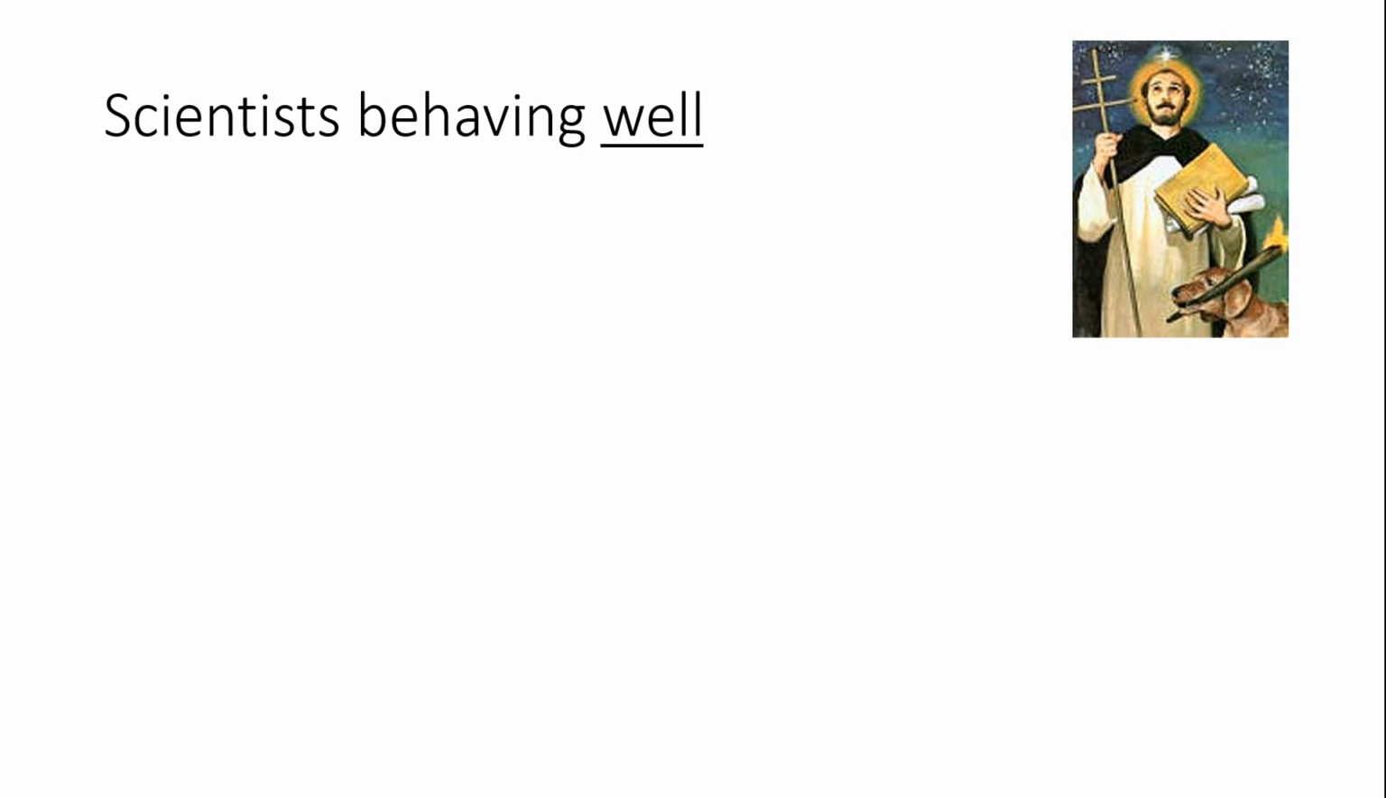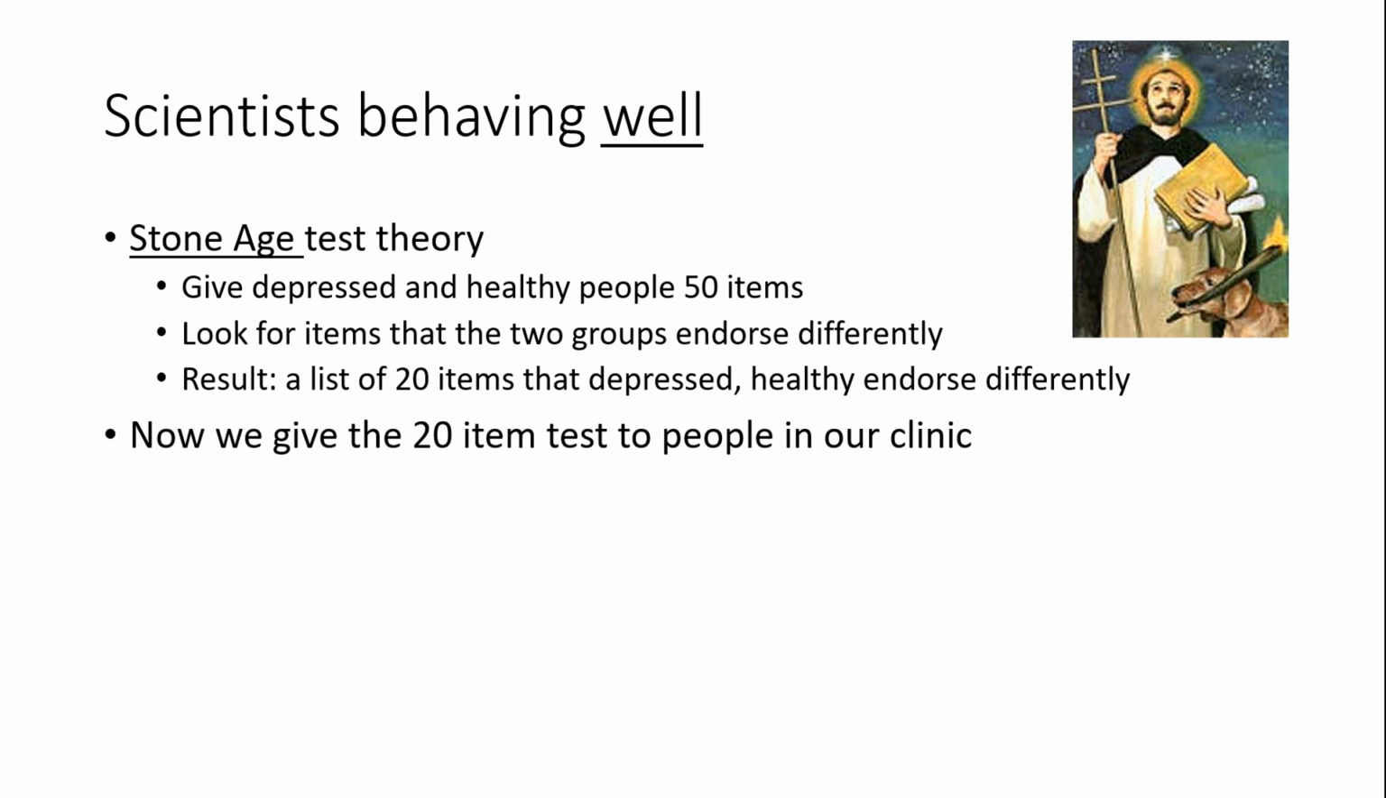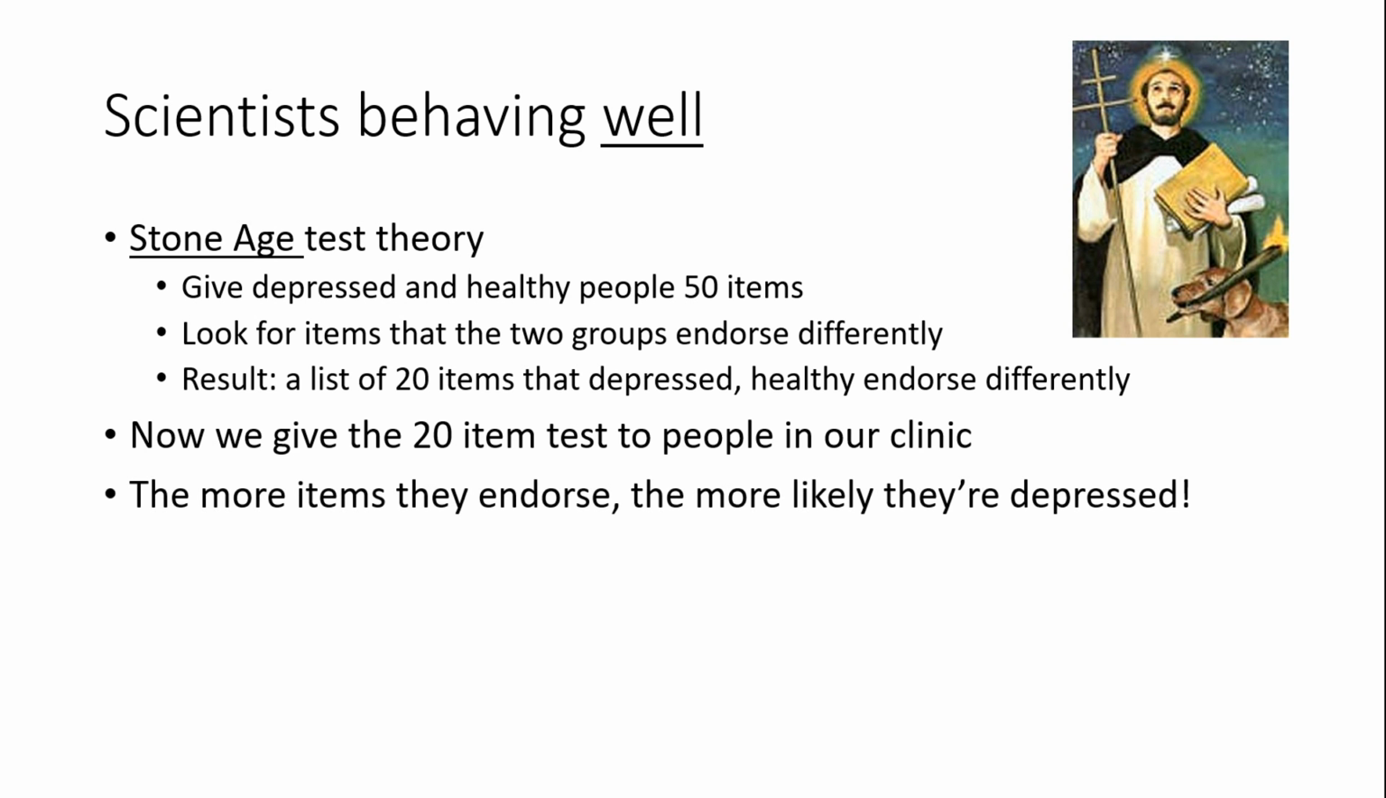So we have for decades had what I can call Stone Age test theory. An example of that is you get a sample of depressed people, a sample of non-depressed people. You form 50 items and then you give them to both groups and look for those items that the two groups endorse differently. Out of them, maybe you choose the best 20 items that the depressed and the healthy endorse differently. Now, in the future, we'll give all 20 items to people who come into our clinic, and we assume the more items they endorse, the more likely it is that they're depressed.